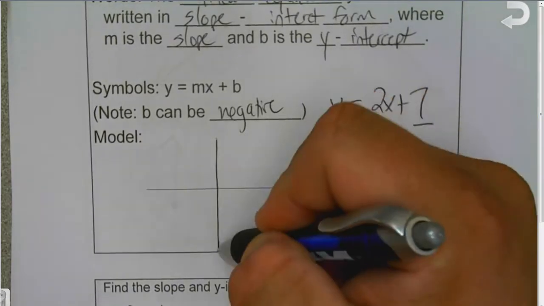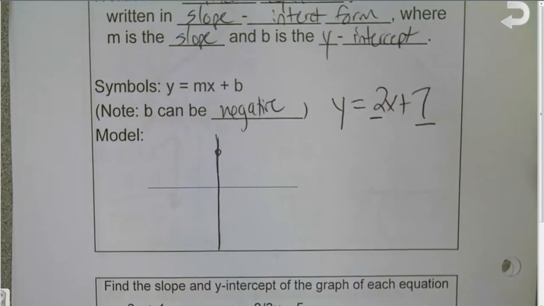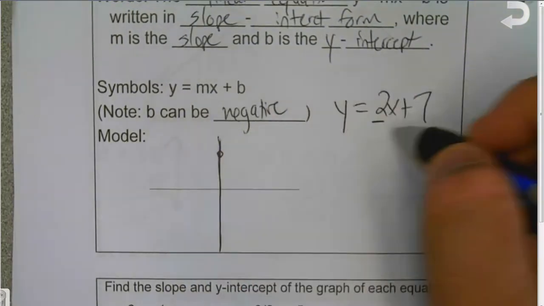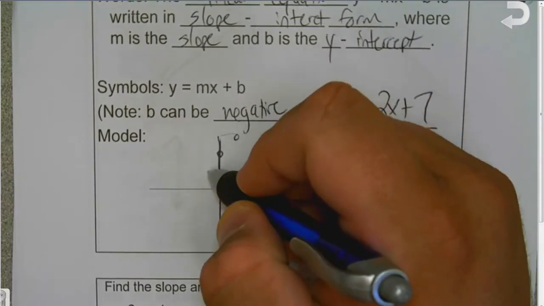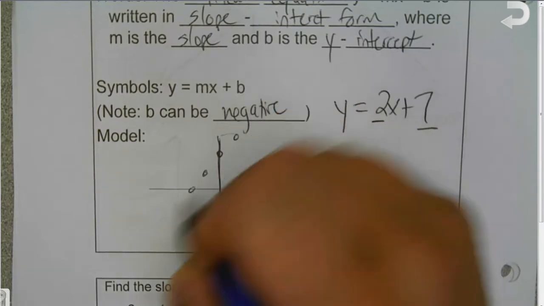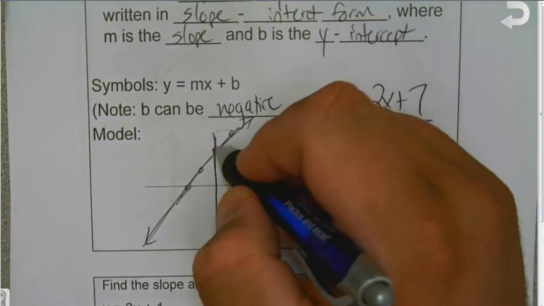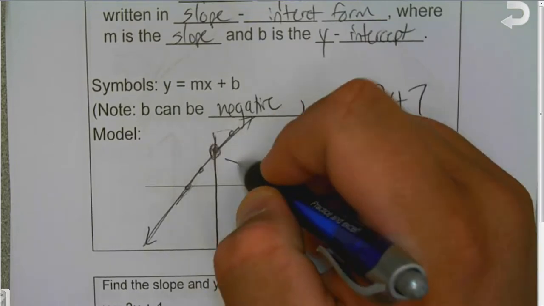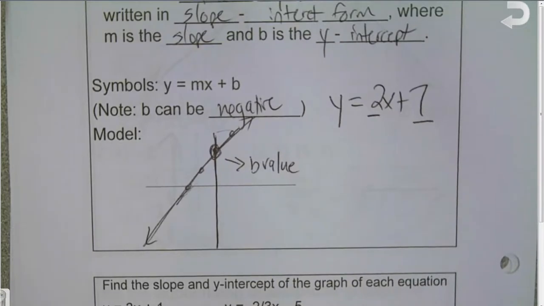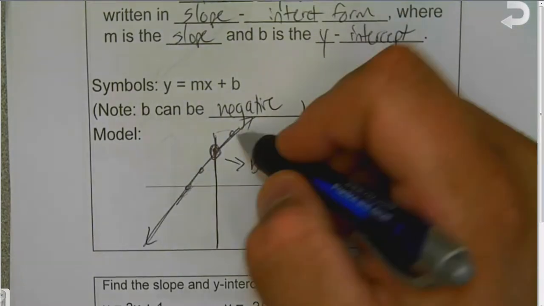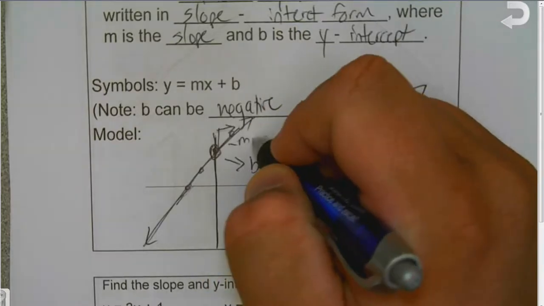This is the y-axis. I'm going to say 7 is roughly here. The slope is 2, so I'm going to go up 2 over 1, or left 1 down 2. And I essentially create a line where I know that the b value is where the line crosses the y-axis, and the m value describes the slope.